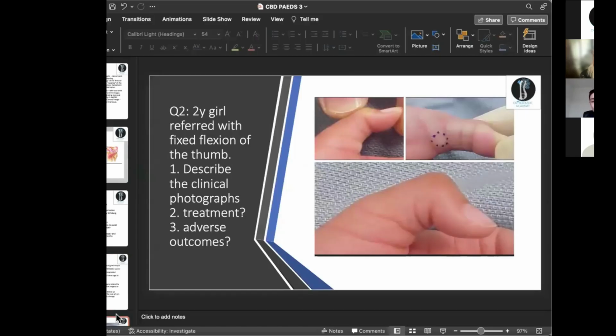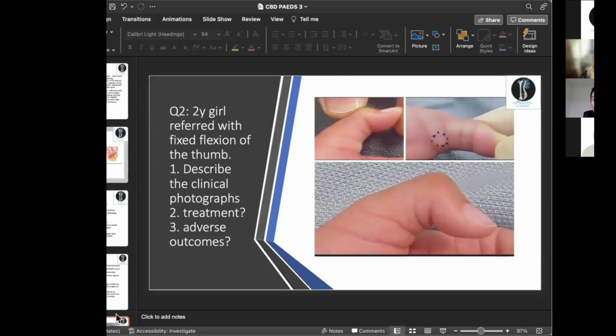Sticking with pediatrics, we've got a two-year-old girl who has been sent to your clinic with a fixed flexion deformity of her thumb. I've got some pictures here. I'd like you to tell me what you can see and what you know about this condition, and then we can talk about what we're going to do about it.